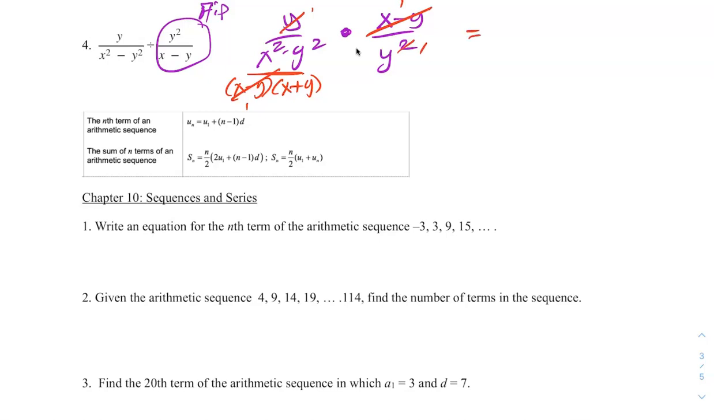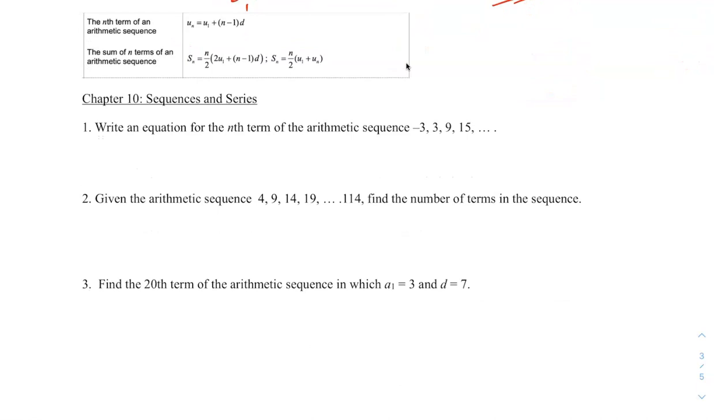Look what's left over. On top, all we're left with is a 1. A lot of people leave it blank. It's like, no, there's a 1 on top. 1 times 1 is 1. On the bottom, you have x plus y times y. So y times x plus y. And you could leave it like that. I guess some people might want to simplify it. To me, that's uglier. This is just fine.